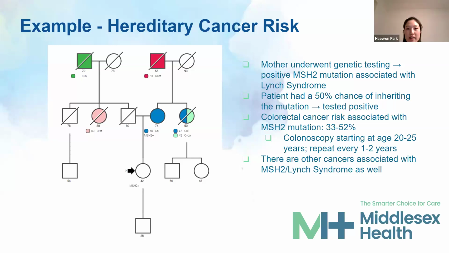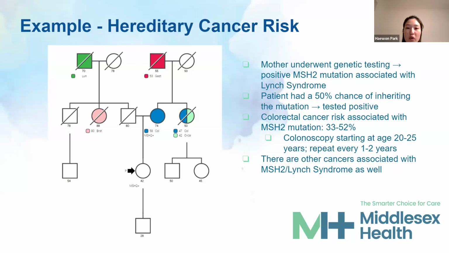So my name is Heywan, and I'll be going over some examples to illustrate what we discussed in terms of different levels of cancer risk and how families should be screened differently based on the risk level. So the first example is illustrating hereditary cancer risk. To help you get oriented looking at the family tree, the circles represent females and squares represent males. Different colors represent different types of cancers, and deceased family members have diagonal lines over them.